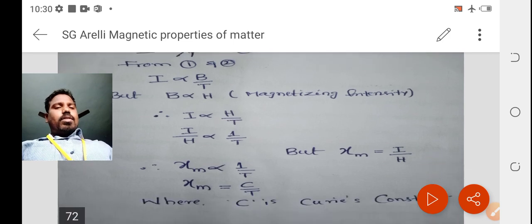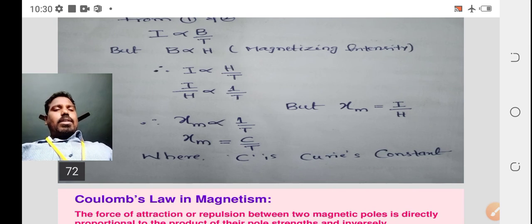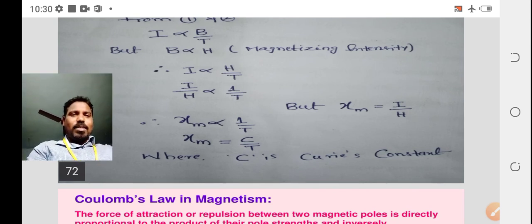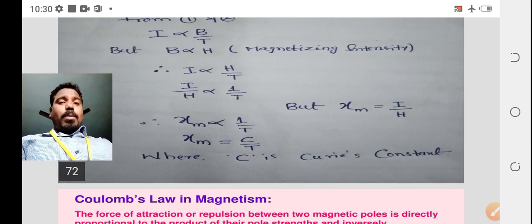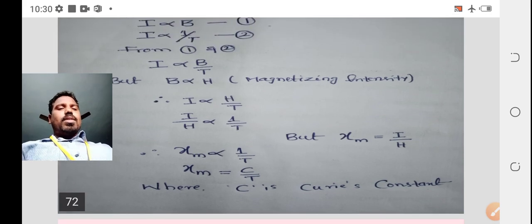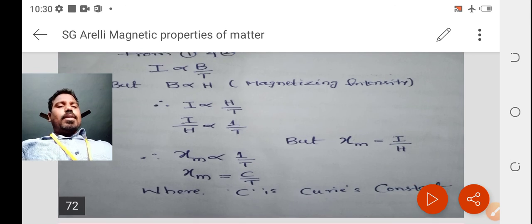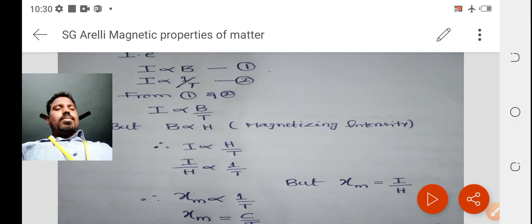Then I by H is proportional to 1 by T. Where I by H or M by H is nothing but susceptibility. Therefore, susceptibility is proportional to 1 by T. When proportionality is removed, we get the equal symbol: chi equals C by T, where C is the Curie constant. So this is about the magnetic susceptibility and the Curie temperature relation.